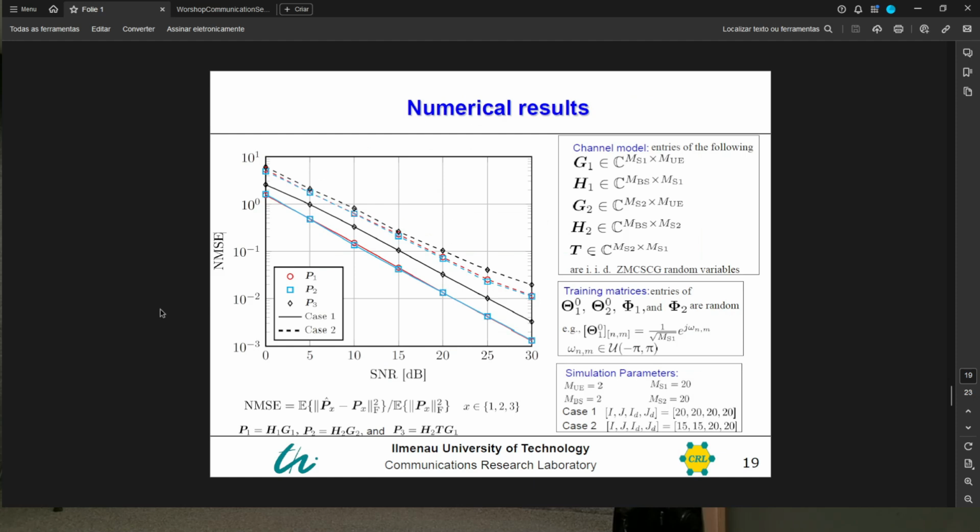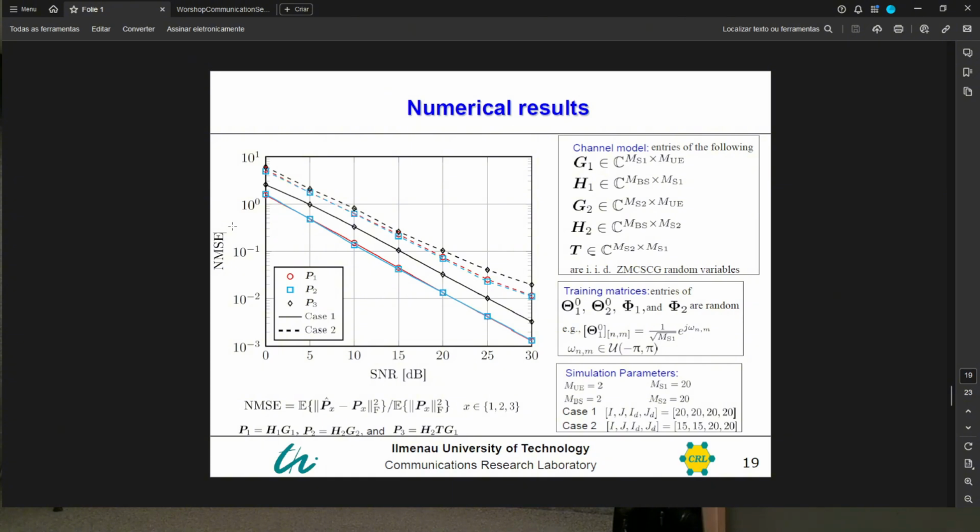Okay, next we look at our simulation results. So we have the following channel matrices, which this is the dimension of the channels, and then they are all zero mean circular symmetric random variables, just generate them randomly. And then the training matrices are also generated randomly. This is for the RX1, RX2, and the same thing for RX1 and RX2. But now this is for the estimation of T. And then these are what we use for the estimation of the other channels.